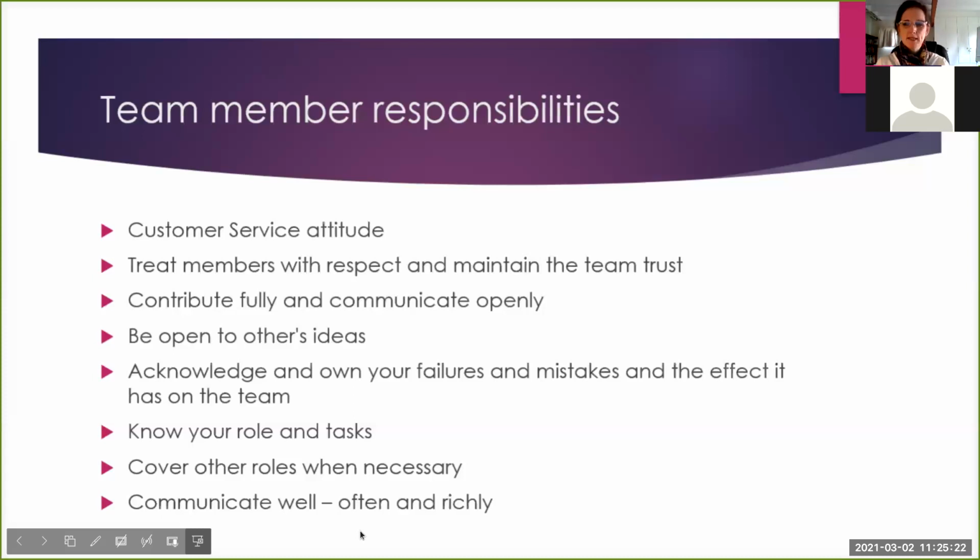Do you have anything to add to these, Loretta? Any responsibility you would add? No, it pretty much sums up the responsibilities that I know a team member should have.